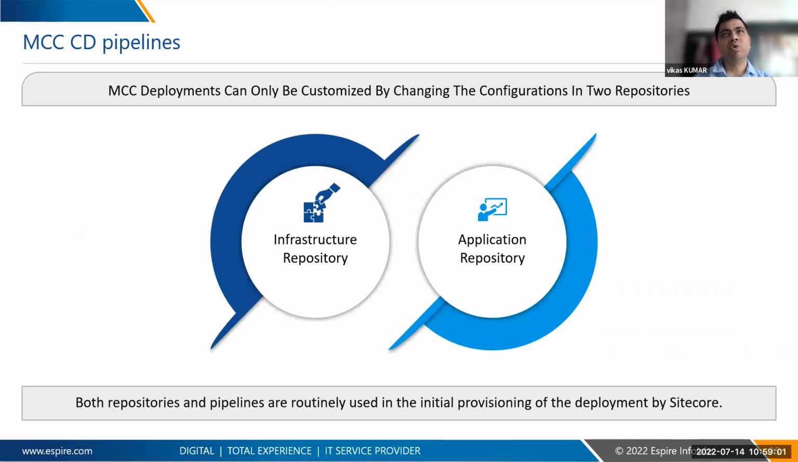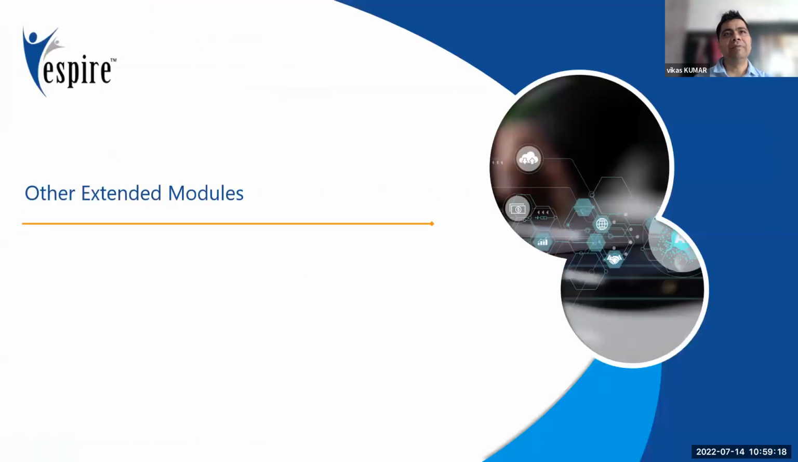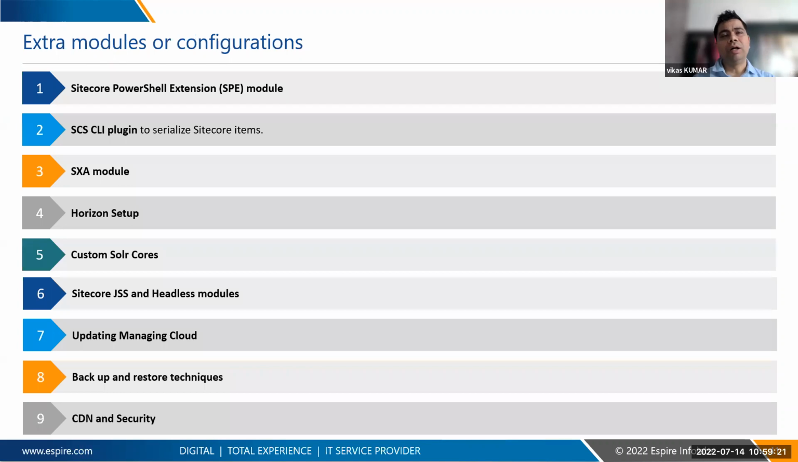Okay, so we have almost run out of time. As we mentioned, we don't want to rush things, and we don't want to cover too much in one session. We still have a lot of material about different things within the MCC, and different configurations. Till now we only talked about the basic Sitecore. But what about how to serialize the items, how to add the SXA module, or if you want a Horizon setup? Those things don't come out of the box from the Sitecore point of view, so we need to update it.